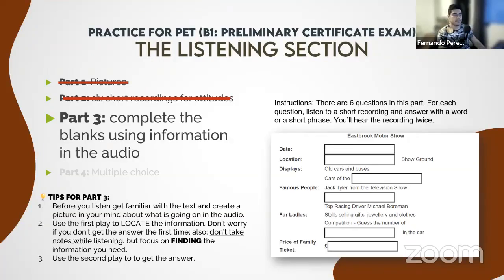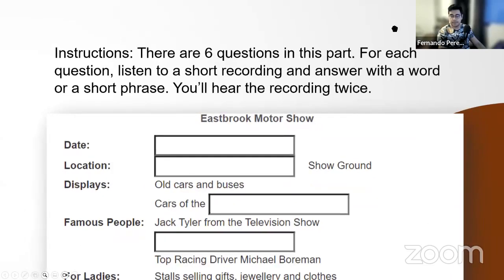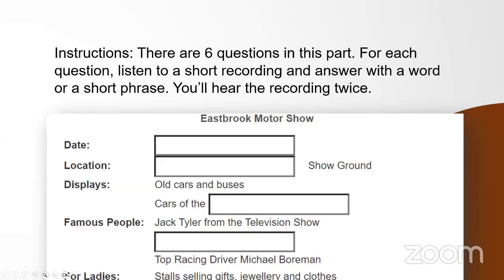Complete the blanks using information in the audio. So let's read the indications. Yamil, help me with the indications, my man. Okay. Instructions. There are 6 questions in this part. For each question, listen to a short recording and answer with a word or a short phrase. You'll hear the recording twice.